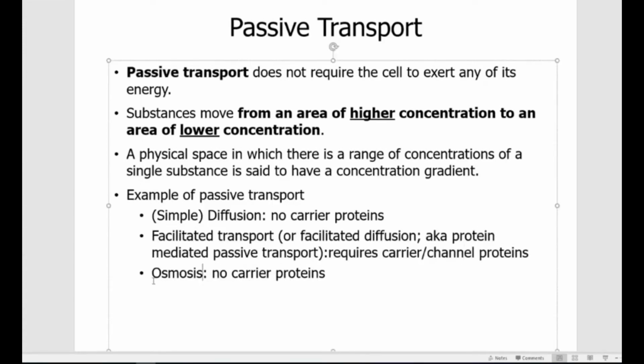The last type is called osmosis. So this is really about the passive transport of water. Okay, so that does not require any carrier proteins. So osmosis is really a special type of simple diffusion because it's really just a diffusion of water.